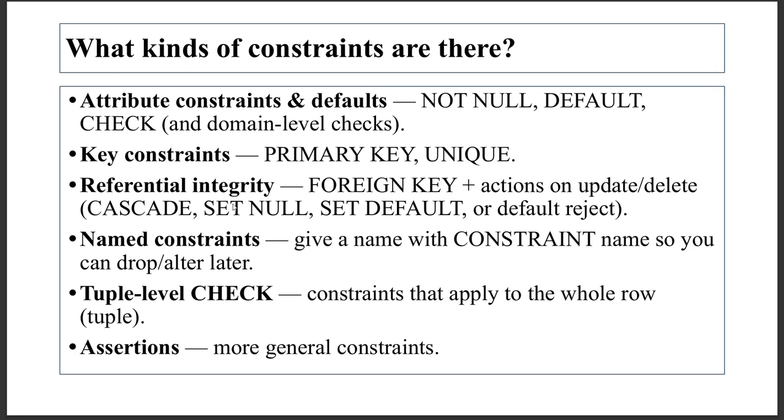Now referential integrity. Referential integrity means it associates two tables. That is why we take foreign key under referential integrity. Actions like on delete cascade, set null, set default, on update or delete will also be considered under referential integrity. Now named constraints. Giving a name to a constraint so you can drop or alter it later. Now tuple level check: constraints that apply to the whole row. Now assertions, more general constraints.